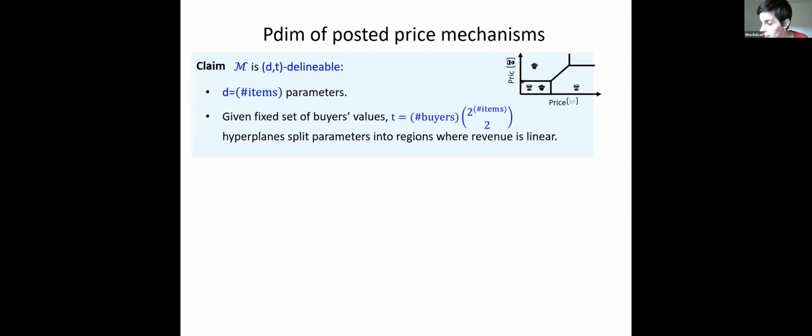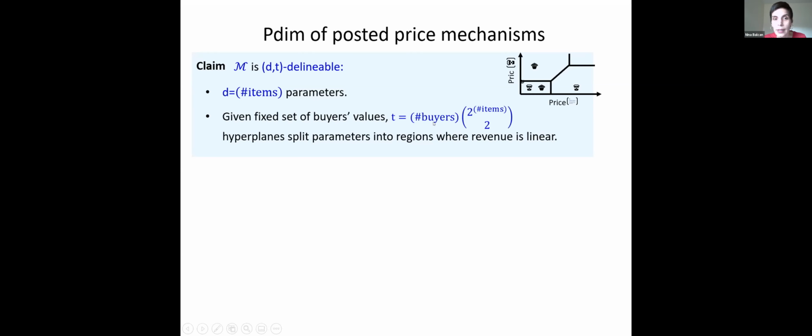Since it looks like I do have time, I'm going to go through the proof briefly, even if it's quick, just to give you a feel for how the proof goes. We want to show that the class of posted price mechanisms is (d,t)-delineable, where d is the number of items and t is this quantity here.